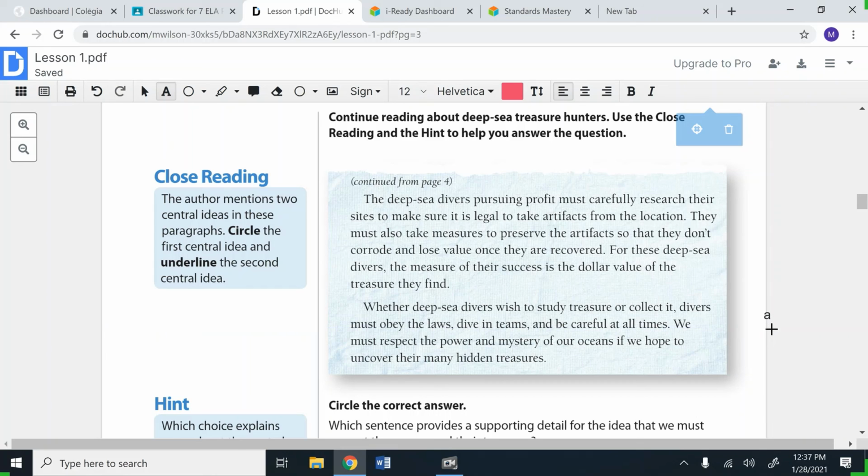So let's look for those central ideas. So the first one I needed to circle. So I'm going to go ahead and select my circle tool. And I'm going to look for this central idea. So I noticed that a lot of the details are supporting this first sentence here, that deep sea divers pursuing profit must carefully research their sites.